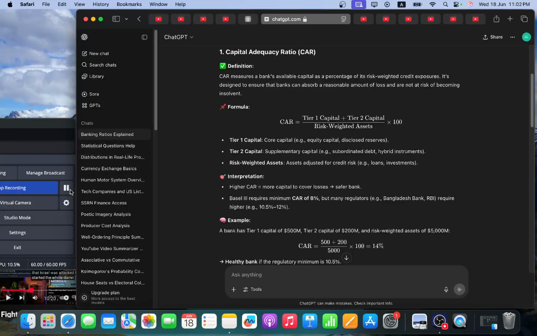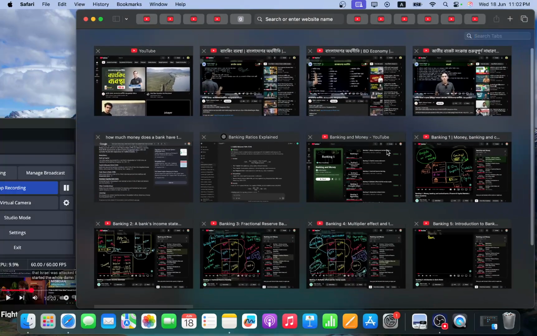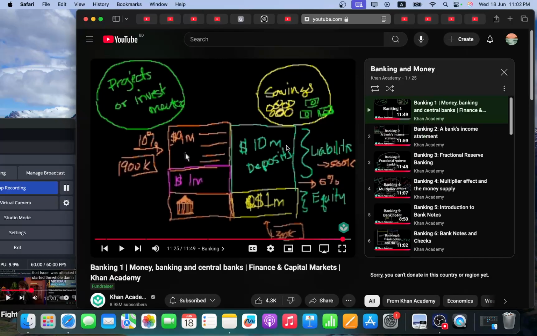So the idea here, and the great thing about this in general, is I got to revisit the Khan Academy playlist on this, and this was absolutely something I did not expect, and I am absolutely happy that I did, because here's the structure of a bank.